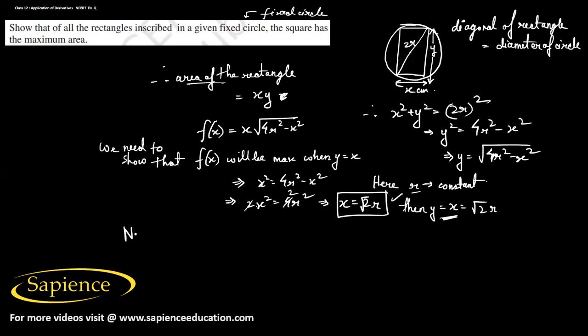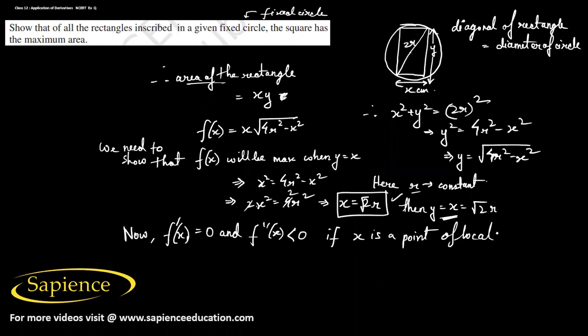So now, therefore, we know that f dash x will be equal to 0 and f double dash x will be less than 0 if x is a point of local maxima of the function f of x.